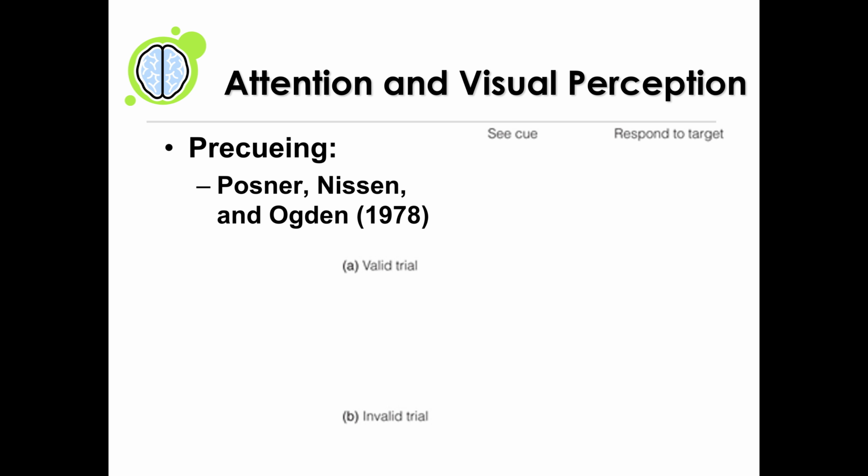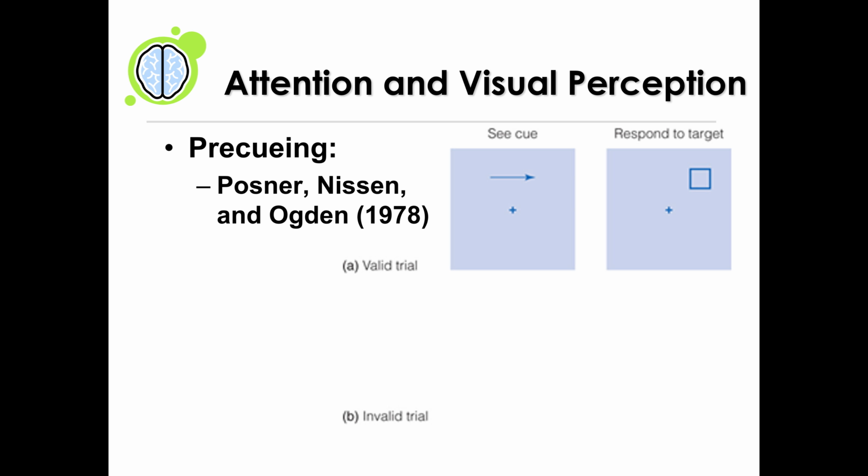Now, this is what it looks like. When the arrow is pointing to the right, the box appears on the right. Arrow pointing to the left, box appears on the right. That would be an invalid trial. So, which were easier? Well, probably the valid trial was easier. But did you make any mistakes? Probably not, but you might have. And the mistakes you probably made were on the invalid trials.